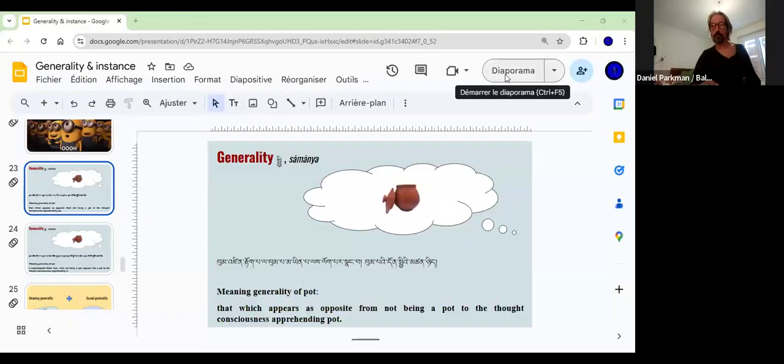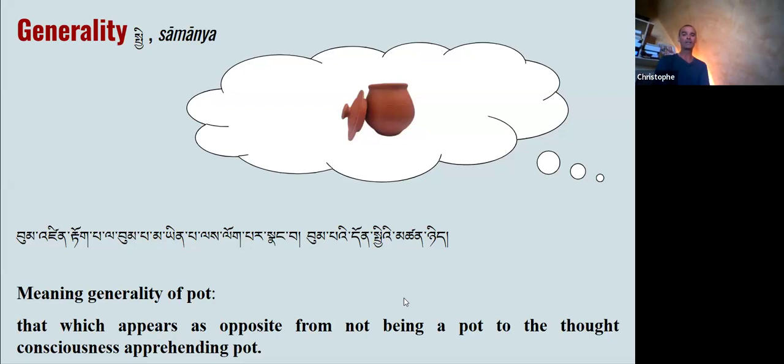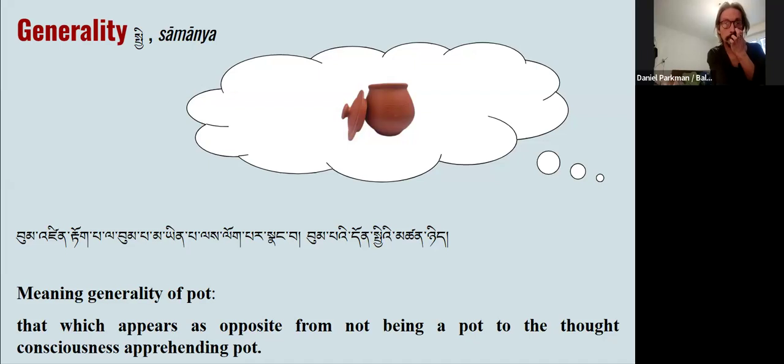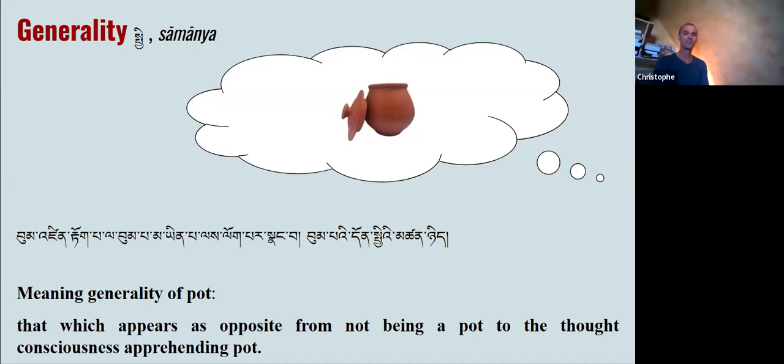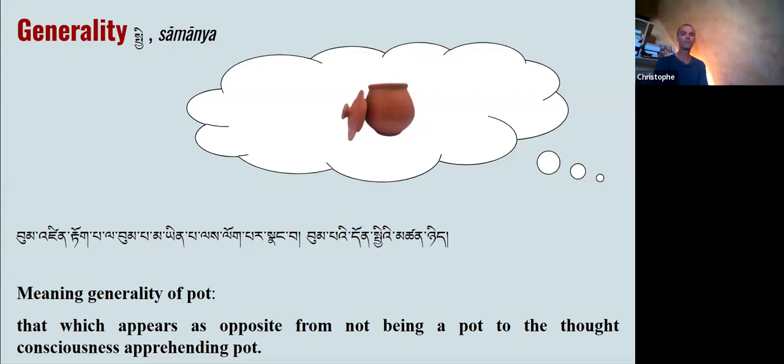So that's the third terminological division of the generalities. Okay, very good. So now we have one of the terminological divisions. For instance, the meaning generality of pot. The definition is that which appears as opposite from not being a pot to the thought consciousness apprehending pot. Okay, so that which appears as opposite from not being a pot to the thought consciousness apprehending pot.